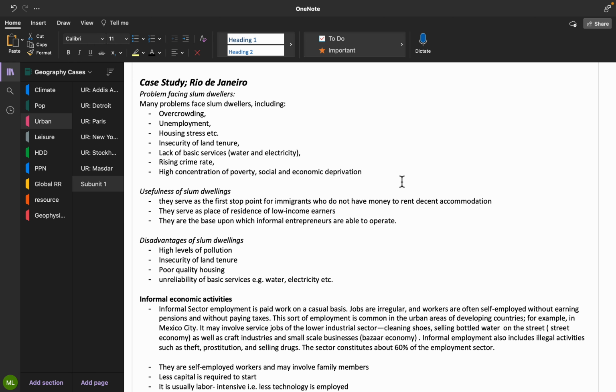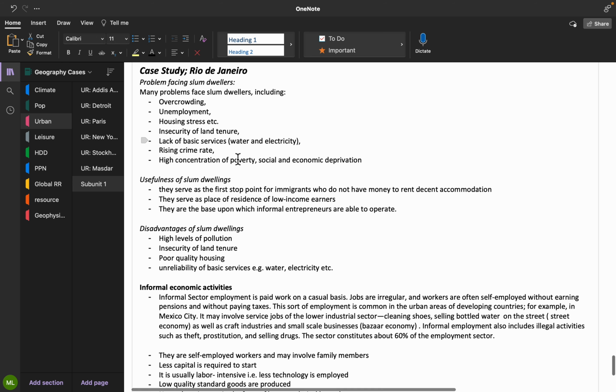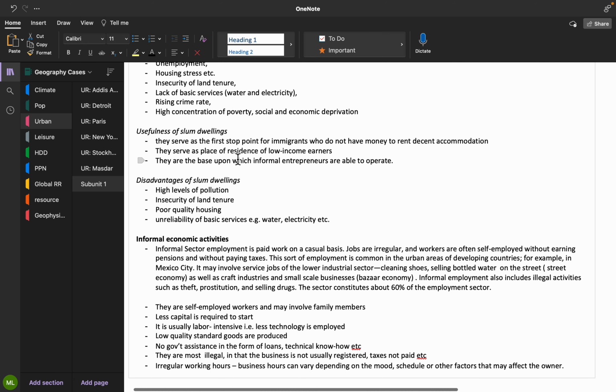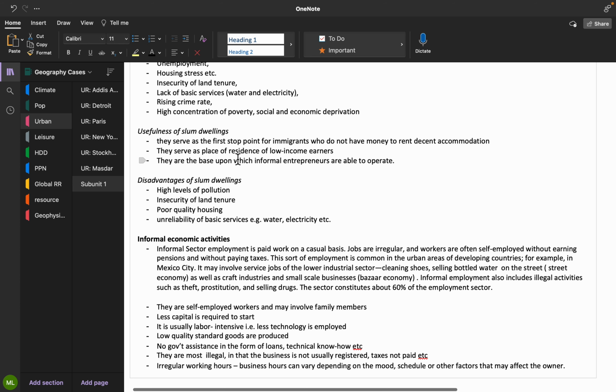Okay. So there's a slum in Rio de Janeiro, and they face many, many problems such as unemployment. There's housing stress as well, and there's overcrowding. And overcrowding really is a factor that exacerbates the potential of catching diseases and getting a little mini pandemic in the neighborhood. And they have rising crime rates as well because people are able to steal things from each other in such a concentrated area. And since it's so highly concentrated, there's, of course, a concentration of poverty and social and economic deprivation.